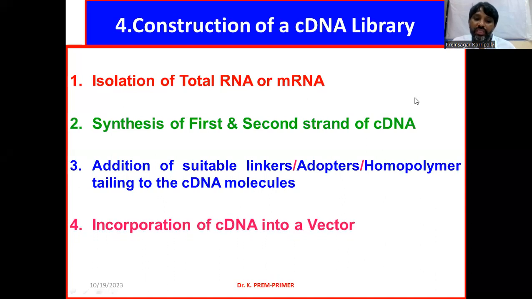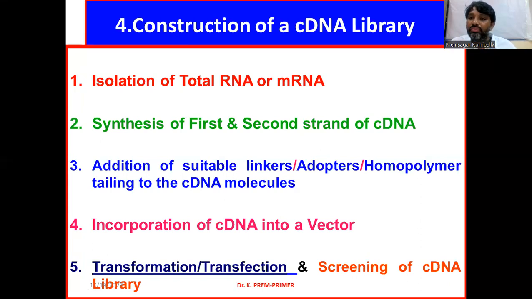Then the fourth one is incorporation of cDNA into a suitable vector. So you have to select the vector here. What is the best vector? The choice of the vector all depends on the investigator, on what you want to do. You can take plasmids or cosmids, or you can take lambda phage vectors or M13 vectors, and you can insert the cDNA fragments into the vector.